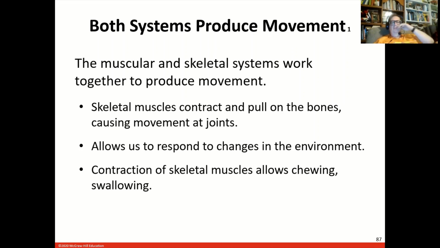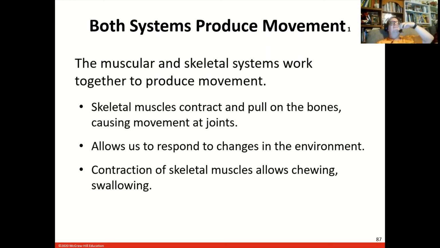Skeletal muscles contract and pull on bones. You saw me doing that many times when I was like, oh, this muscle right here, this triceps, it'll contract and it'll pull on the bones of the forearm, and that will extend the elbow joint. That's what they're talking about. And the ability to move our joints and move around in the environment lets us respond to changes in the environment.